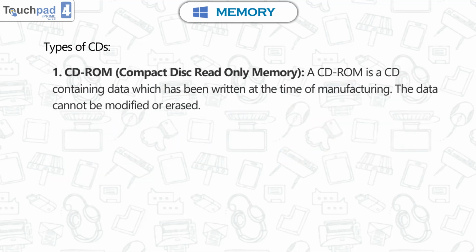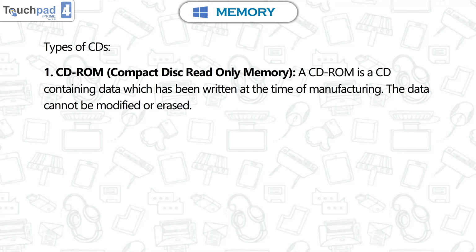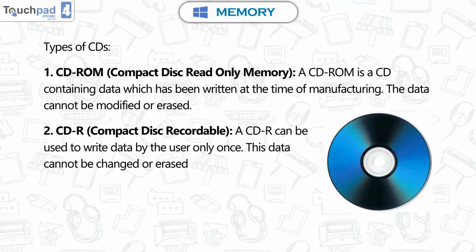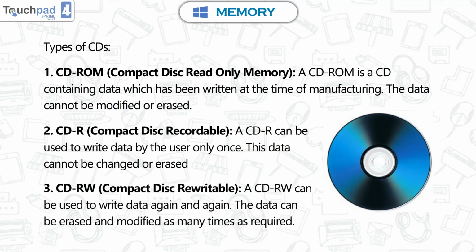Types of CDs. 1. CD-ROM, compact disc read-only memory. A CD-ROM is a CD containing data which has been written at the time of manufacturing. The data cannot be modified or erased. 2. CDR, compact disc recordable. A CDR can be used to write data by the user only once. This data cannot be changed or erased.